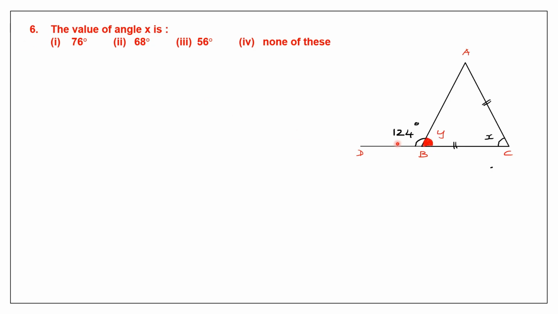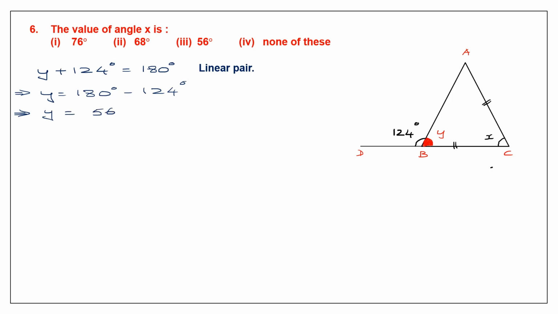If you look at angle Y and angle 124, these are two angles on a straight line. So we call them a linear pair of angles. If they are a linear pair, they will add up to 180 degrees. So with that, we can find the value of Y. So if we say Y plus 124 degrees is equal to 180 degrees, and the reason is they are a linear pair of angles. So from this, we can find the value of Y. Y is equal to 180 minus 124. That means the value of Y is 56 degrees. So we have found the value of Y.